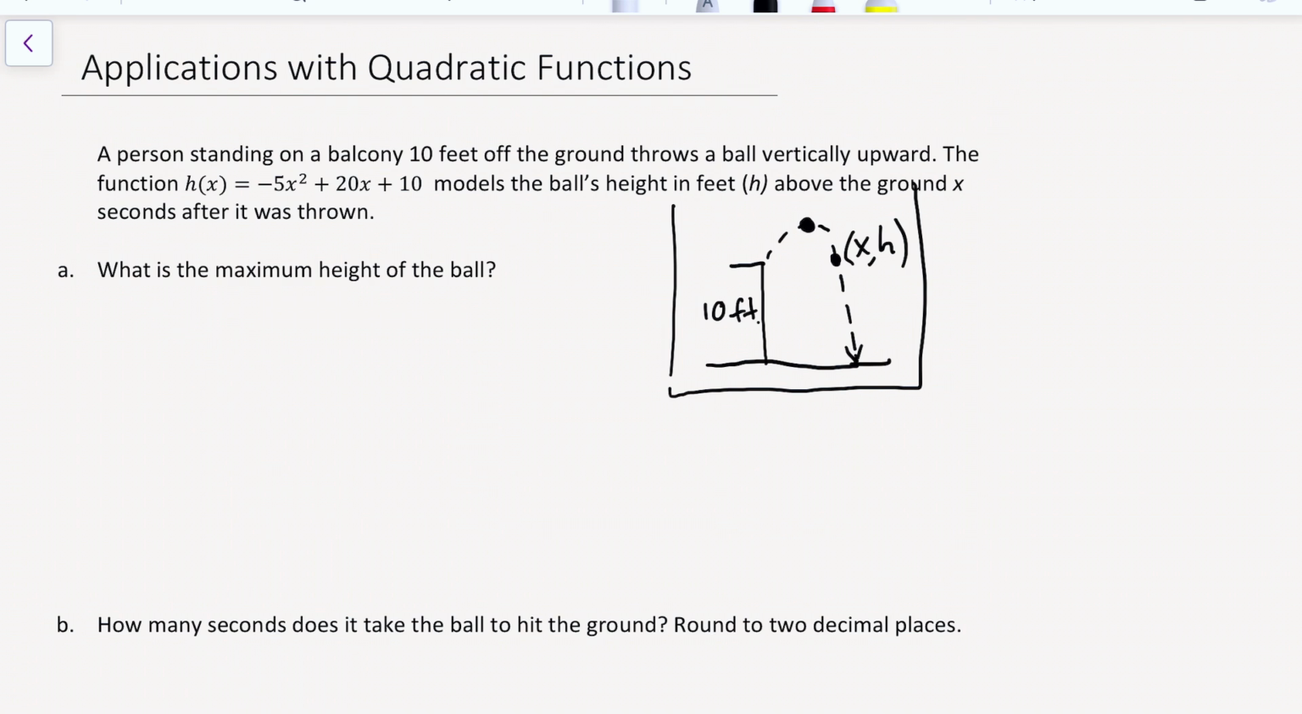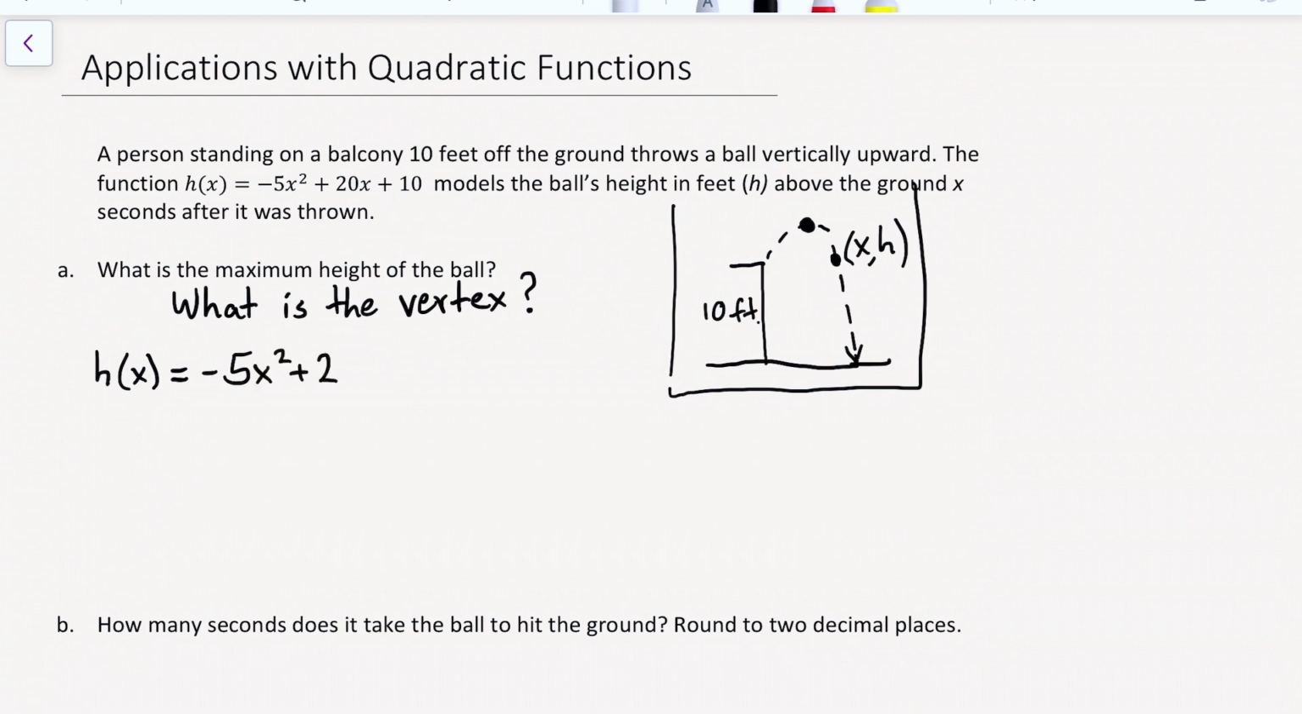So first we are asked, what is the maximum height of the ball? Well, in order to answer that, we need to know what is the vertex of this quadratic function. The maximum height will be achieved at the vertex. So let's take some time to solve for the vertex. One way to do that is to rewrite the function in vertex form. Since we're stressing that in this course, I'm going to take the time to rewrite our function in vertex form.